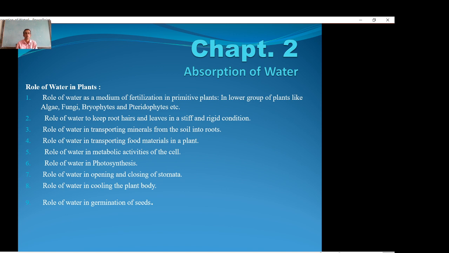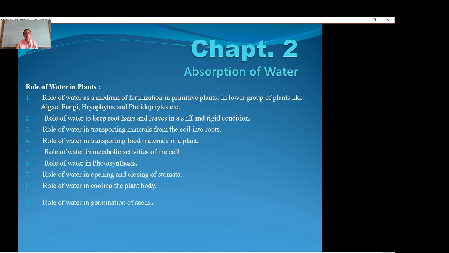The second is role of water to keep root hair and leaves in a stiff and rigid condition. We know that the tip of the root has root hair, which is responsible for absorption of water and minerals, and this root hair is always stiff and rigid because the cells of the root hair have water. Similarly, the leaf, which is responsible for photosynthesis, is always stiff and rigid because all the cells of the leaf have water.